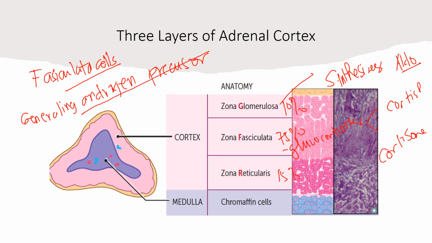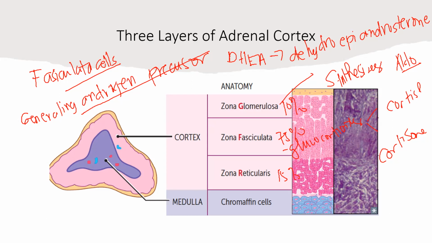At ano naman po itong androgen precursor na ito? This is our DHEA. DHEA stands for dehydroepiandrosterone. Okay? Which is sulfated in the innermost layer of our fasciculata.